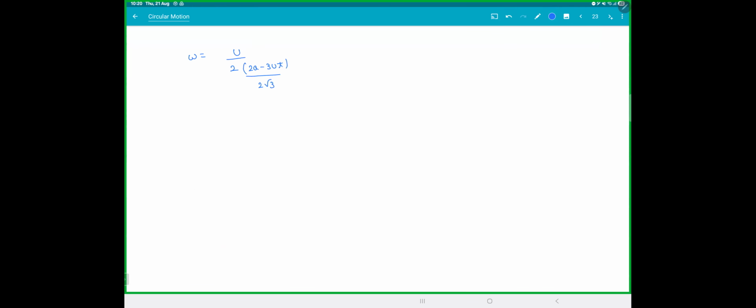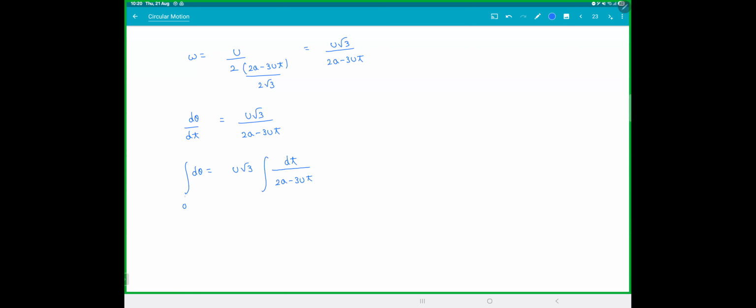Technically physics got over here. So this will be u root 3 by 2a minus 3ut. Omega is d theta by dt. It might look a little scary, but it is actually a decent integration. So this will be d theta, and this will be u root 3 dt by 2a minus 3ut.